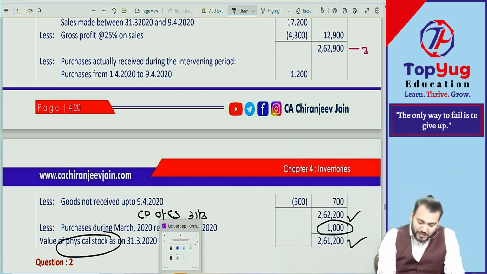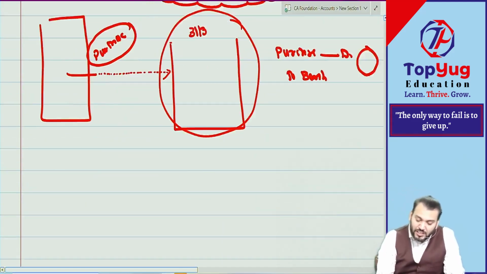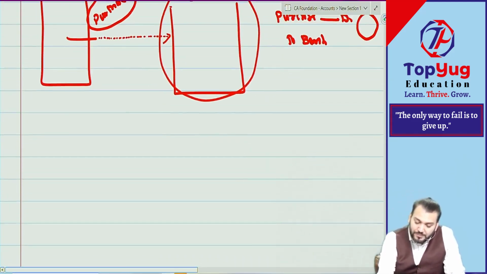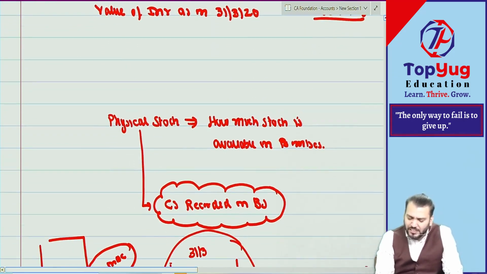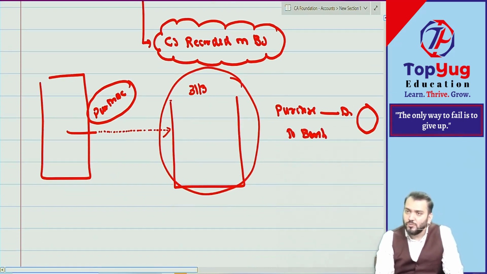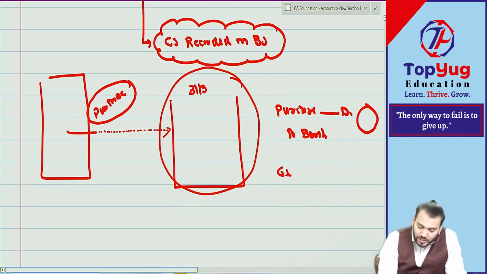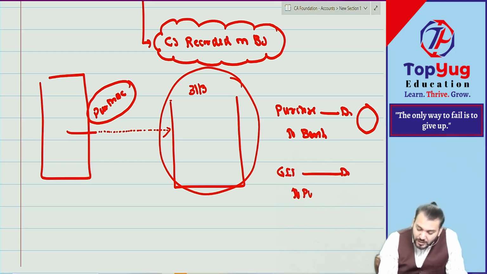Normally, when we purchase goods, what journal entry will pass? Purchase account debit to bank. And when it is in transit, can you say in transit it is nothing but closing stock? So we call it goods in transit. We will pass one more journal entry: goods in transit account debit to purchase or trading account. Understood?